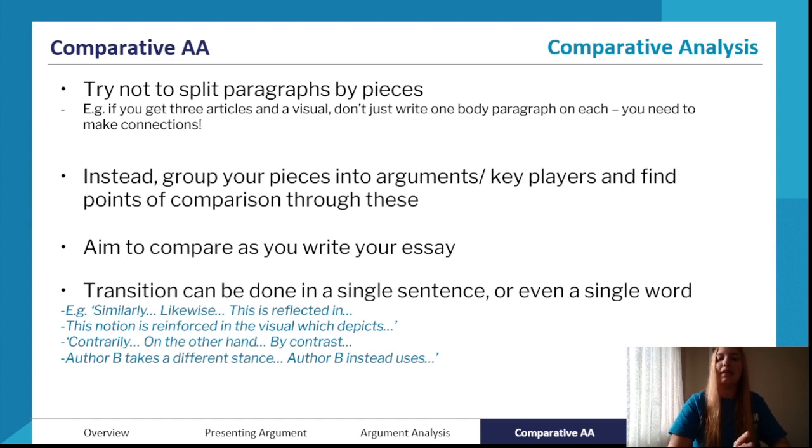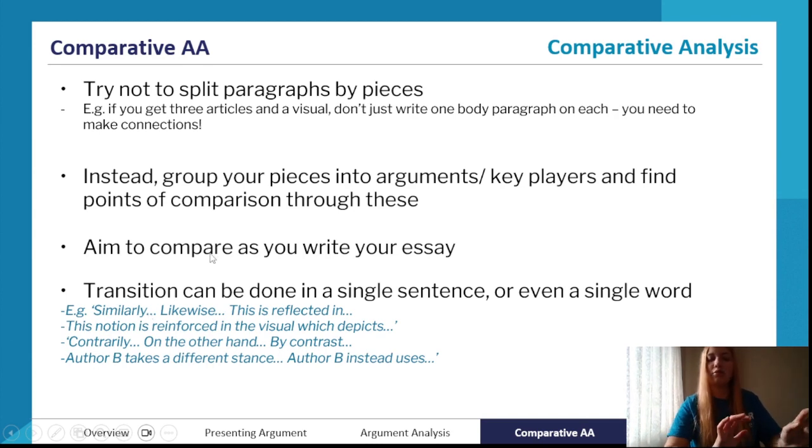So we need to make connections, and also group your pieces into arguments or key players and find points of comparison through these. So that planning that I talked about, whether you're looking at stakeholders or distinct ideas or differences in language, differences in intended effect, dot point your similarities and differences, and you can only do that if you've read through the material, have a really good idea about what it's about, and plan out the arguments of all the materials. You need to compare as you write your essay.